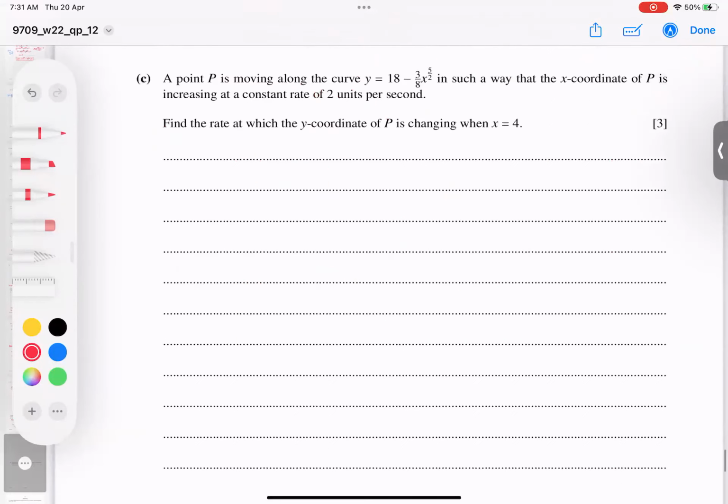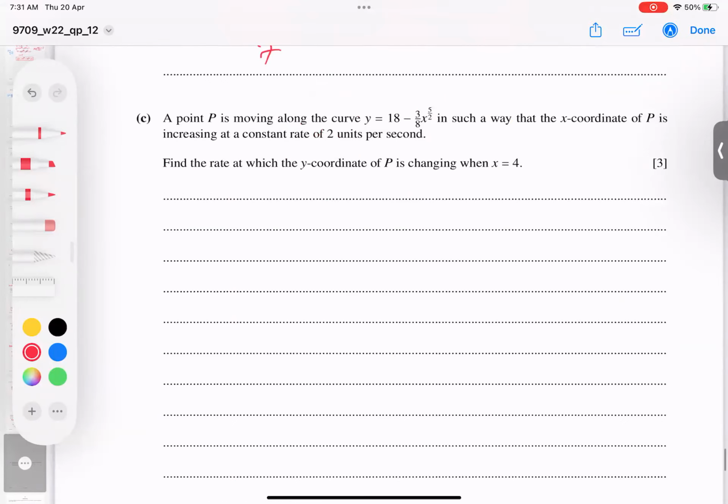I hope this part is clear. And let's go for the last part. What does it say? The point P is moving along this curve. Whenever the equation of a curve is given, we can differentiate directly. dy over dx: 18 derivative 0, 5 by 2 comes down and multiplies with 3 by 8, and from the power 5 by 2, one less, 5 by 2 minus 1.